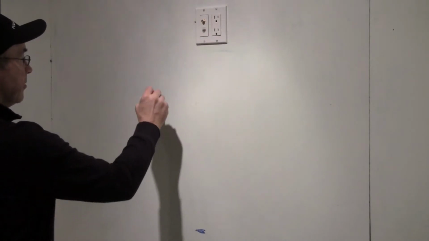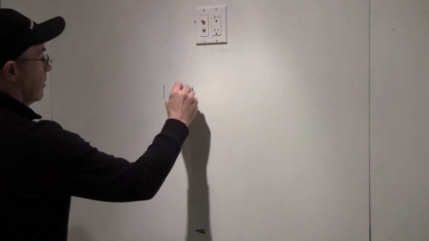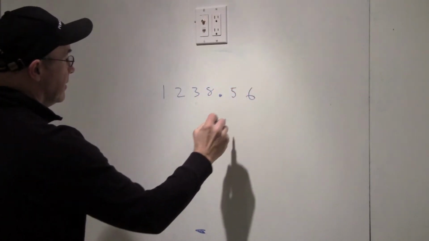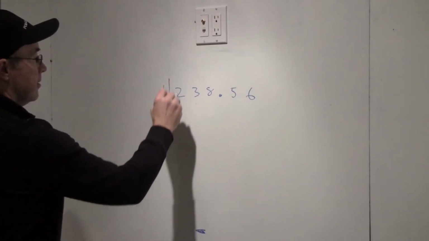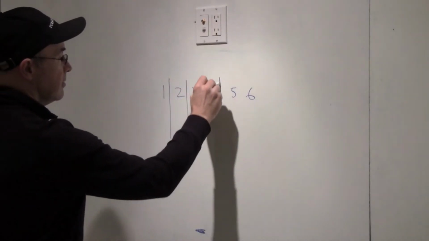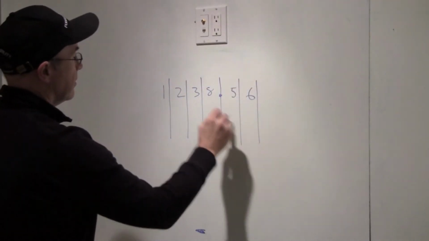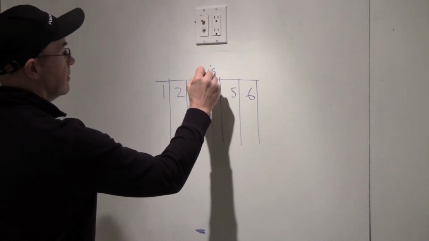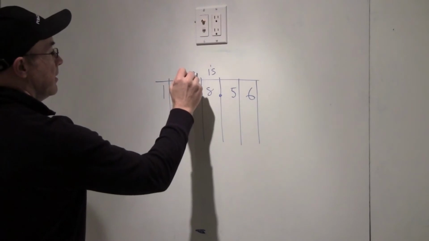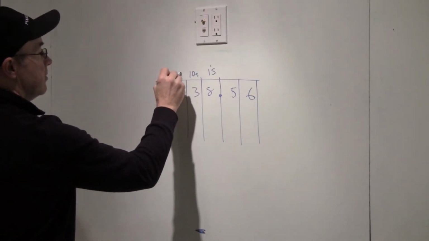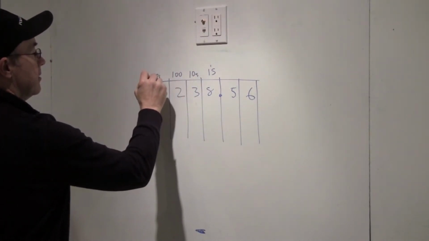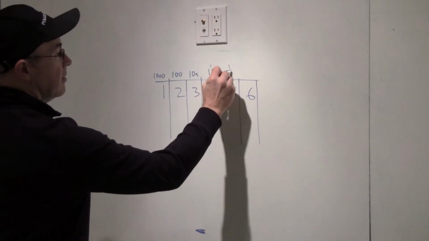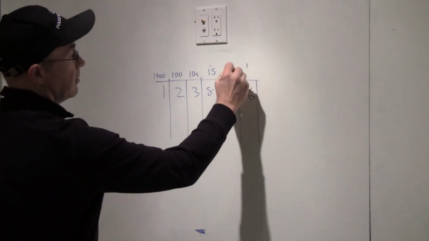So, when you did a number like, say, 1238.56, you broke the number down into places. You call this the ones place, tens place, hundreds place, thousands place, and this would be the 1/10th place and the 1/100th.